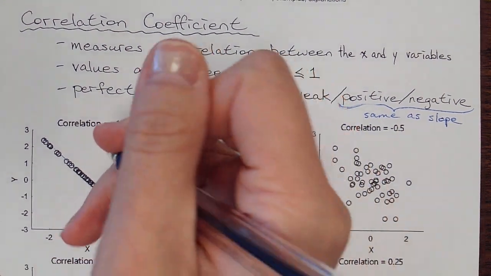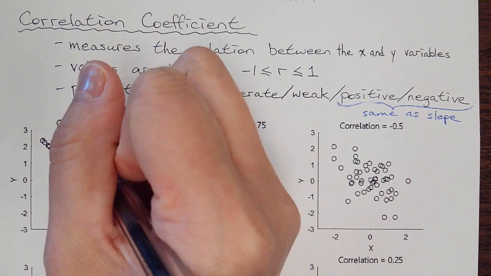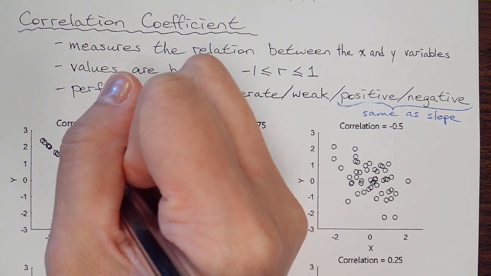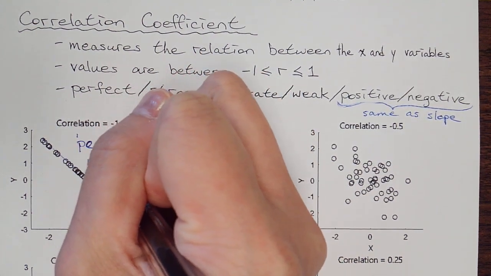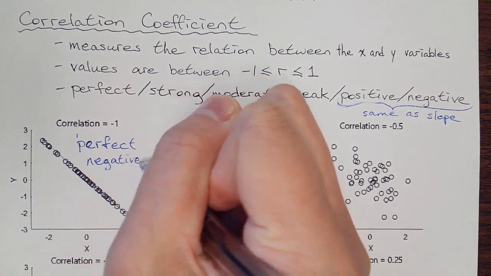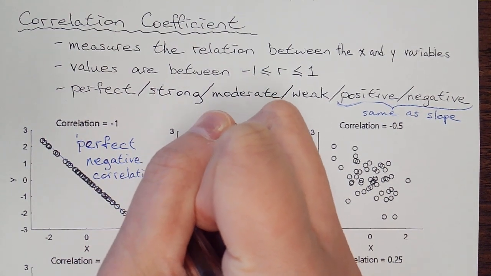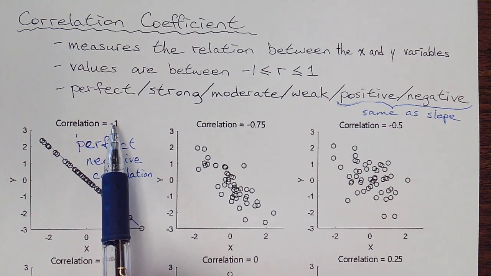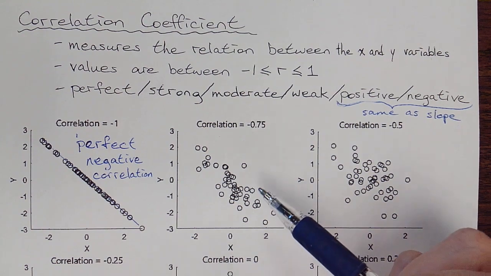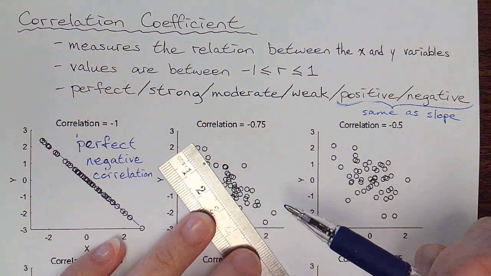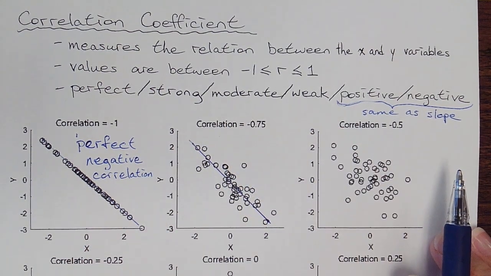Which of these words do you think represents that it goes through every single point? Perfect, right. So we would say this is a perfect negative correlation. Because it's negative, the value is -1. So R equals -1. What about this one? It's still negative, but if I were to draw the line, it doesn't go through every single point.